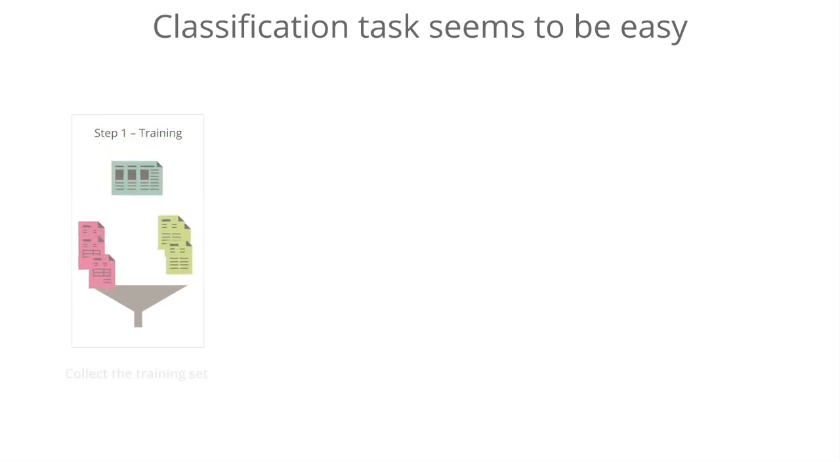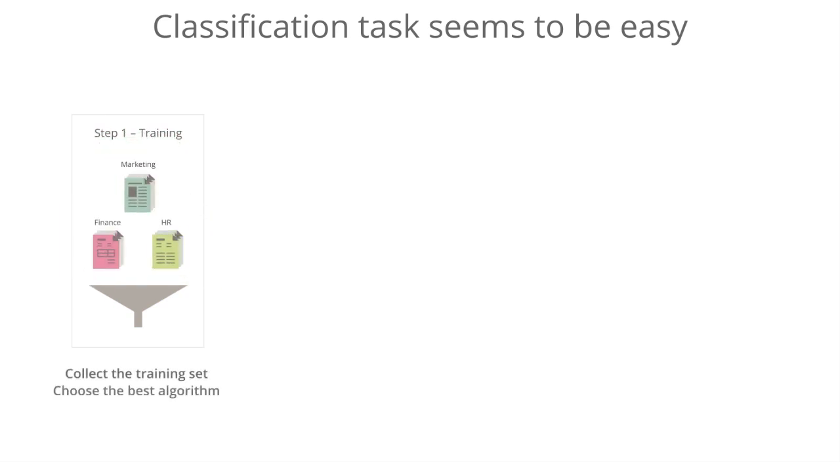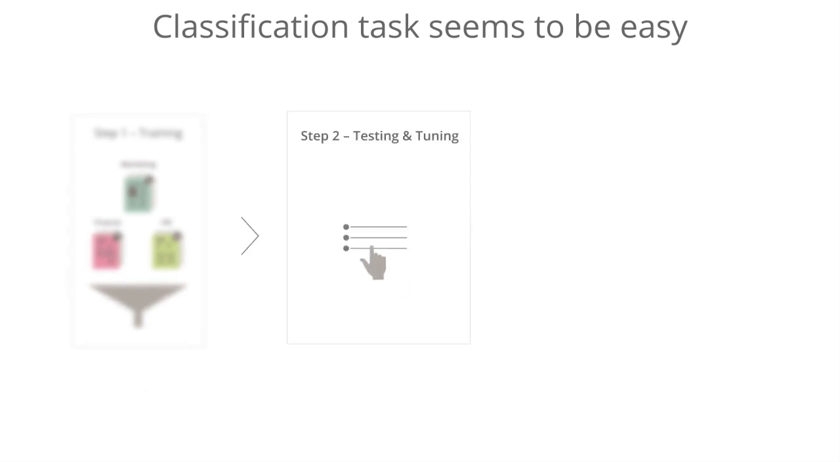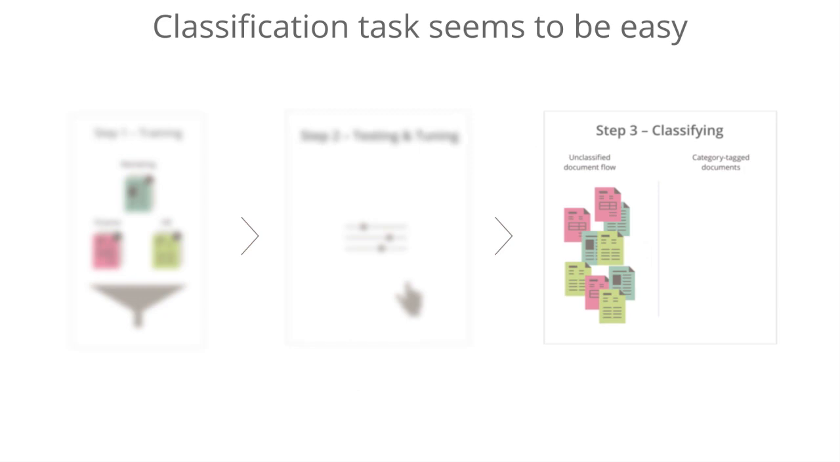First, you train the classifier. Here, it basically involves collecting the training set and choosing the best performing algorithm. Second, you test and tune the model. To get this step completed, you have to analyze test results, eliminate mistakes, and retrain the model. And finally, when your model performs the way you want it to, you're ready to get your documents classified. Enjoy! But do you only have to complete 3 easy steps?